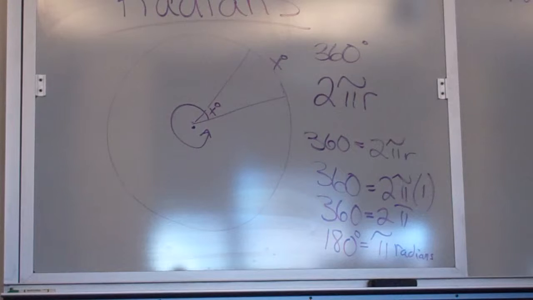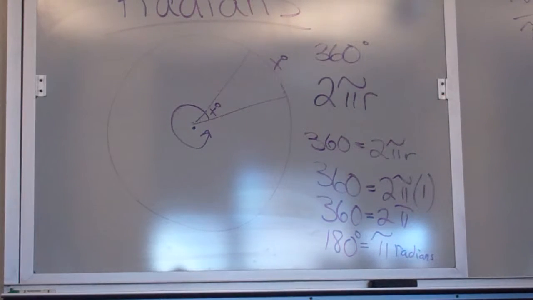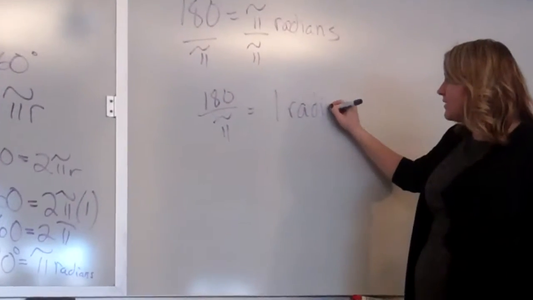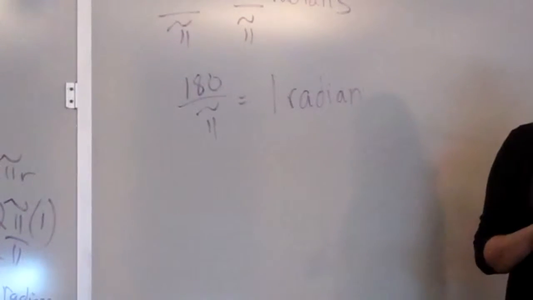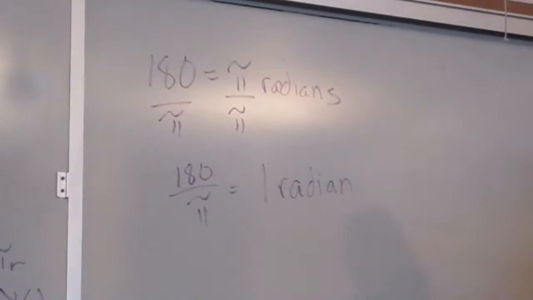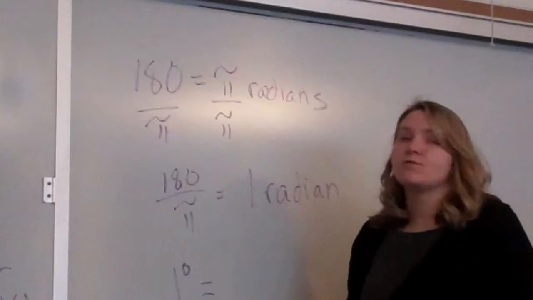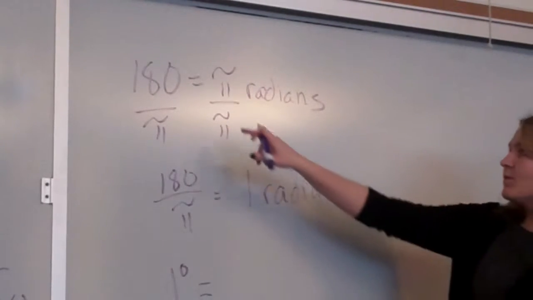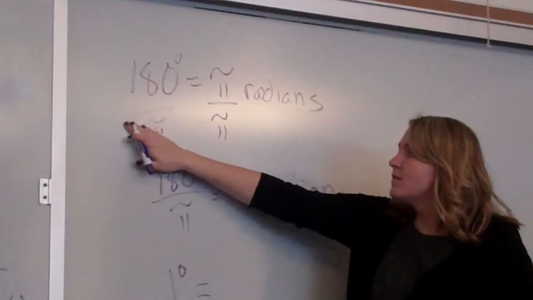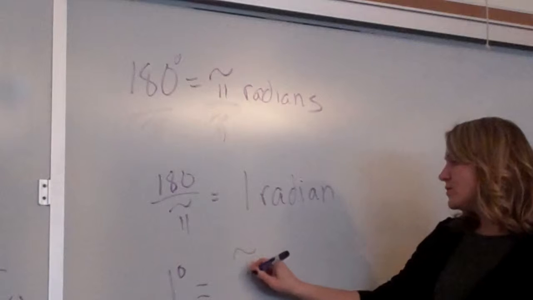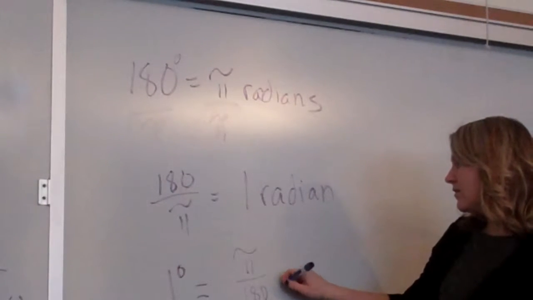If I divide each side by pi, the ratio to convert is 180 over pi will give me 1 radian. It's a unit of measurement. And vice versa, I can say 1 degree equals what? If I want to get degree by itself, what would I do? Divide by 180. So 1 degree equals pi over 180 radians.